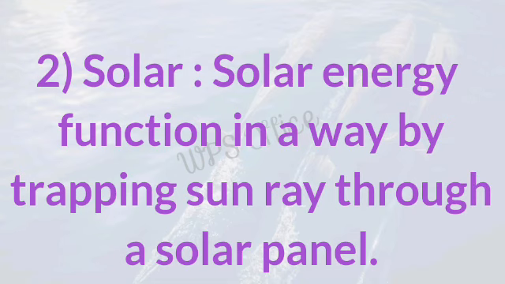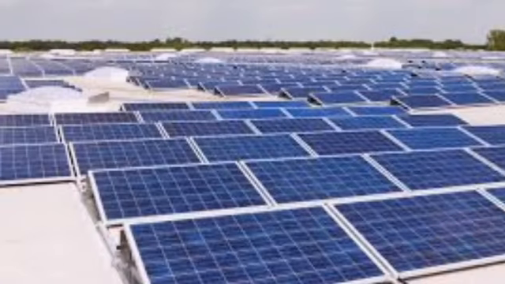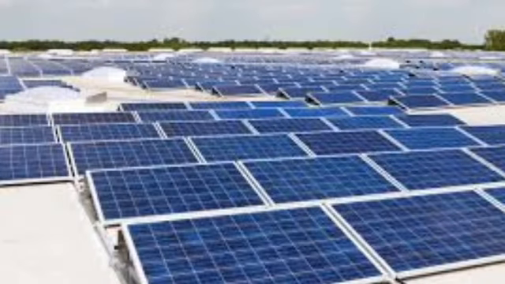Next, number 2, solar. Solar energy functions by trapping sun rays through a solar panel. So solar is another source of electricity, making use of sunlight, the sun ray, and a solar panel. Now this is a picture of a lot of solar panels installed on a roof, trapping sunlight to generate electricity.